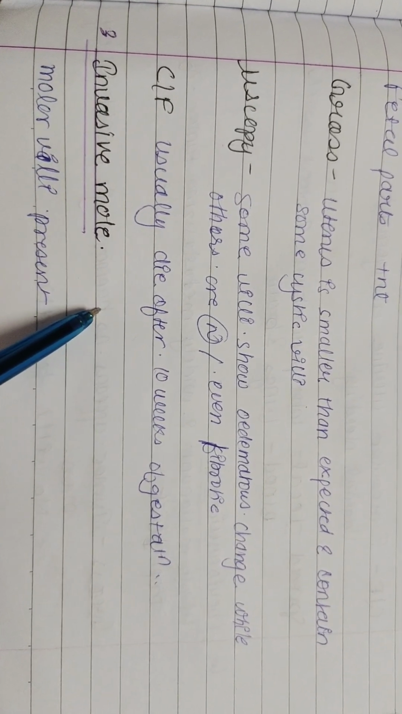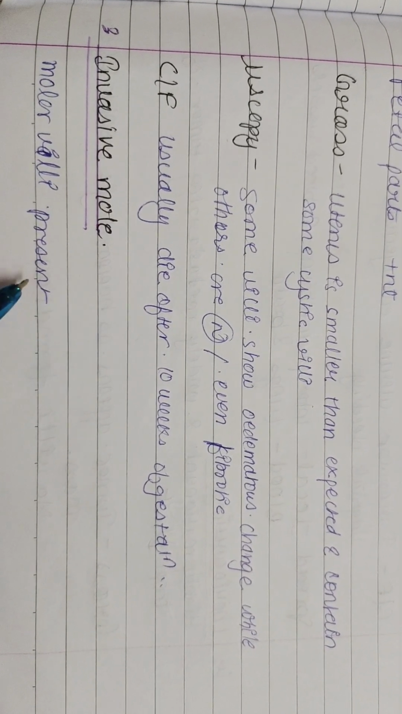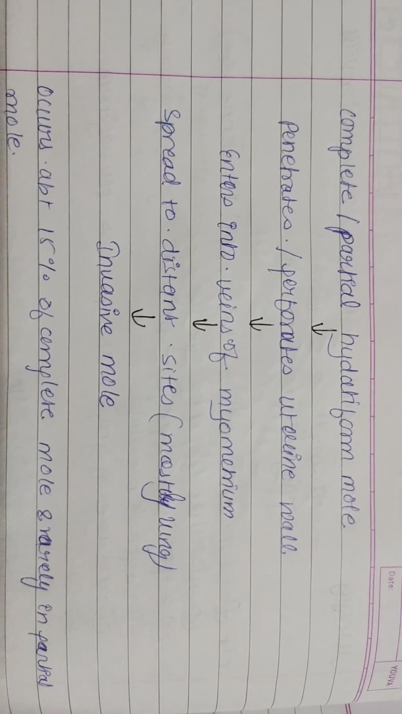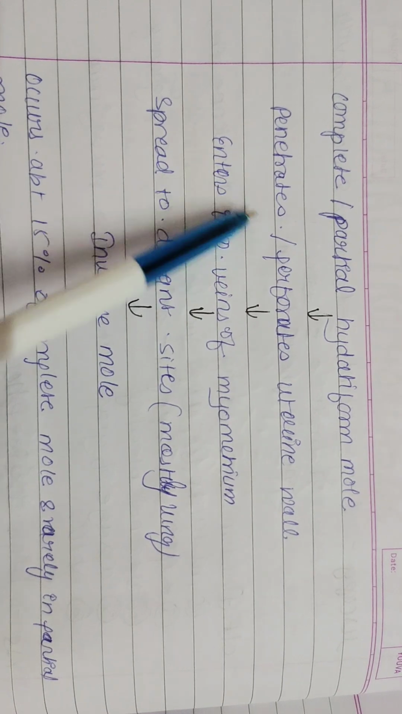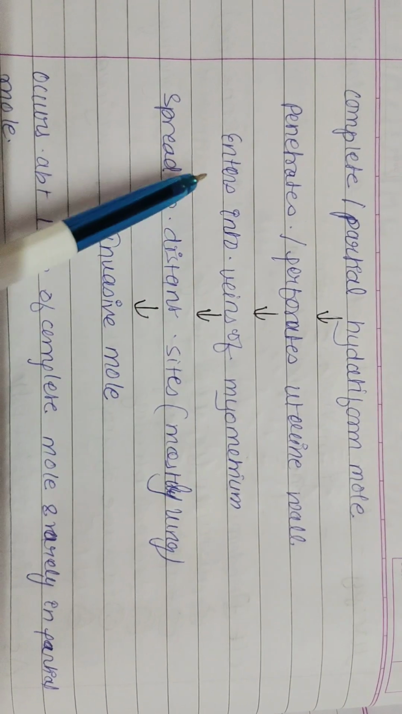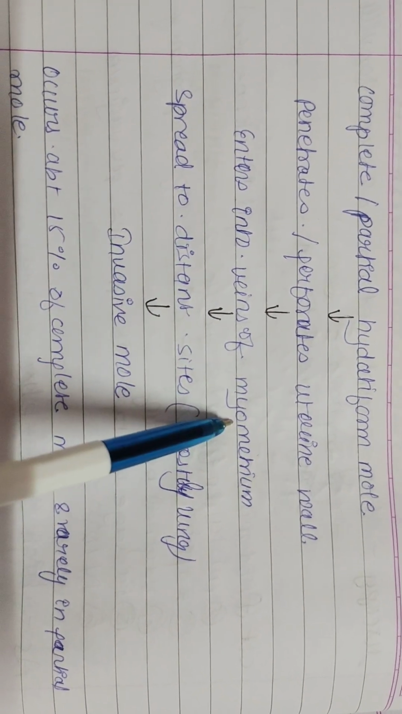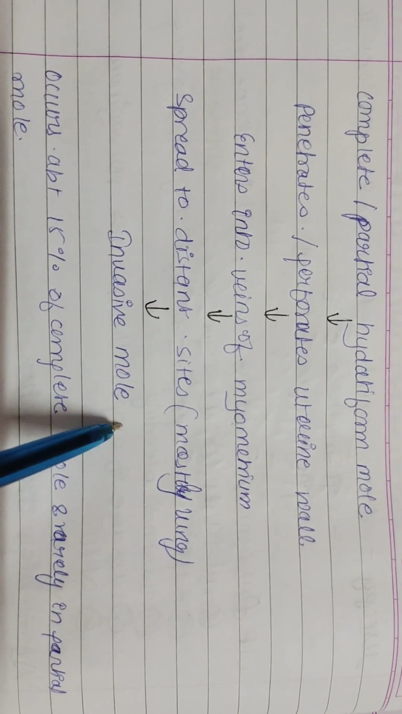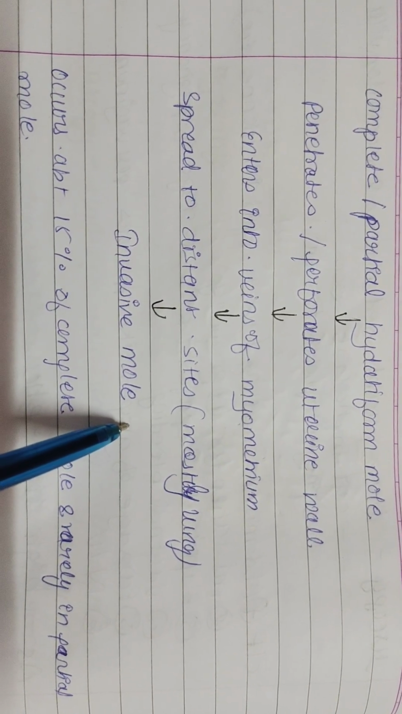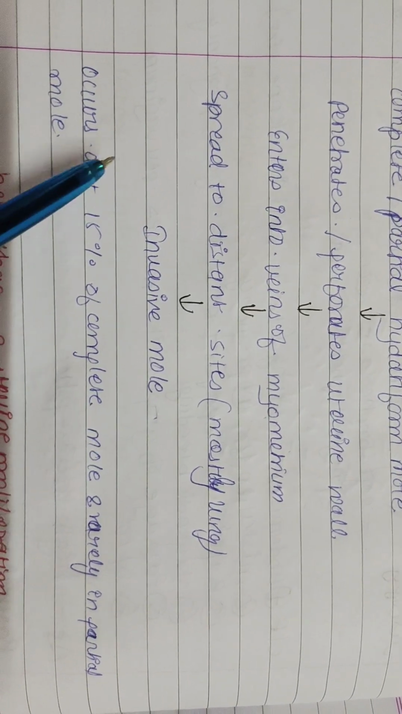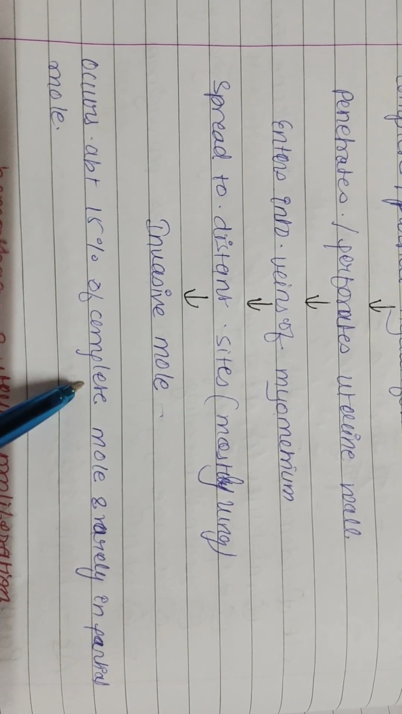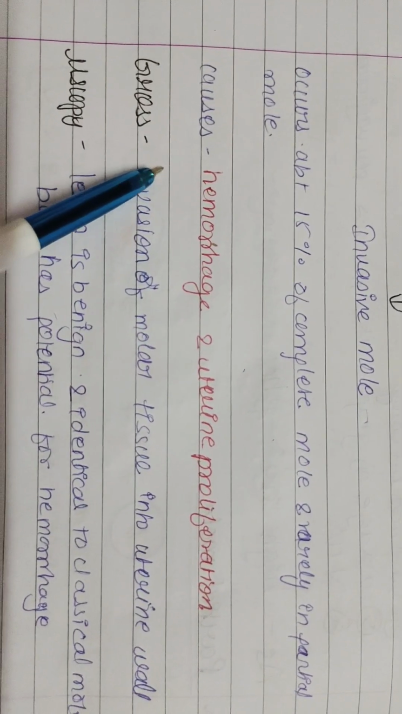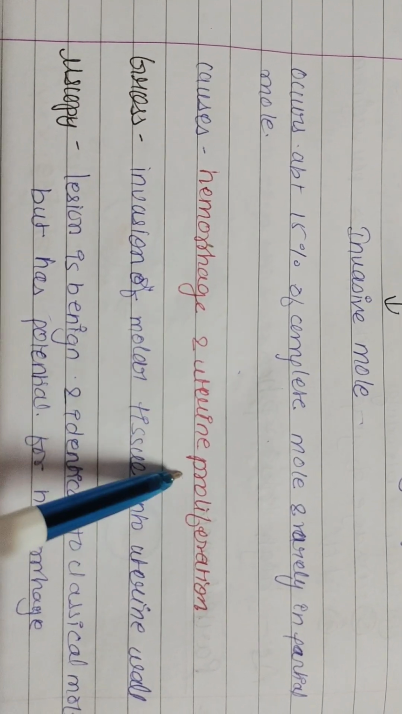Now let's look at the invasive mole. Invasive mole is one in which the molar villi are present. When a complete or partial mole penetrates or perforates the uterine wall, it enters the veins of the myometrium, which leads to spread to distant sites, mostly the lung, which turns into an invasive mole because it invades other organs. It occurs in about 50% of complete moles and rarely in partial mole cases. Now the causes are hemorrhages and uterine proliferation.